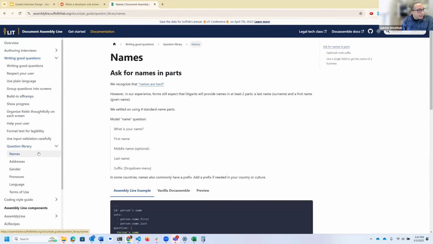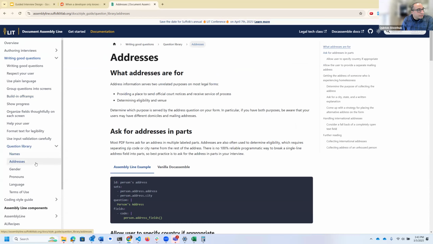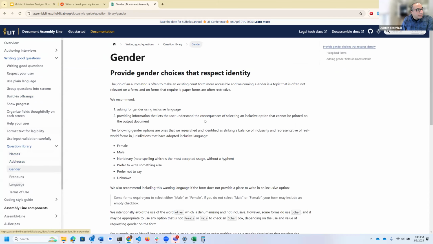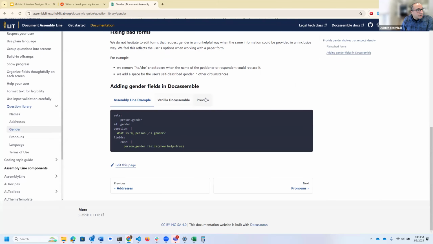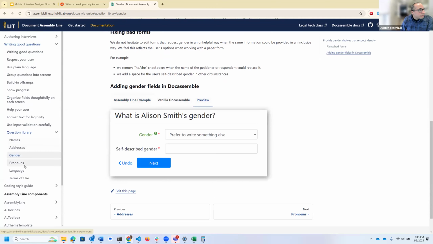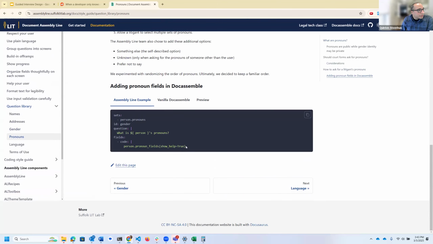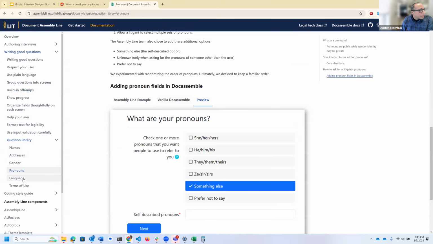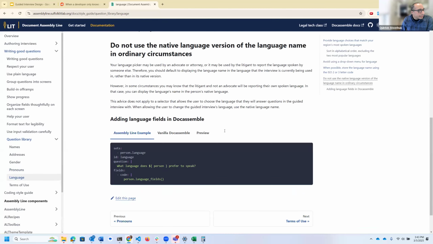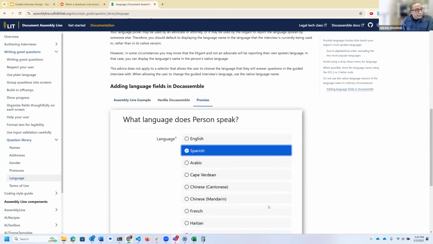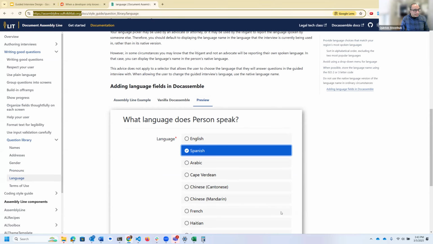We even have some examples of very specific ways to ask specific kinds of questions about things like gender, pronouns, and how to ask for somebody's language. So it's a resource that you can keep using. And I'll drop a link to this in the chat. So with that, I'll stop talking and hear from you.